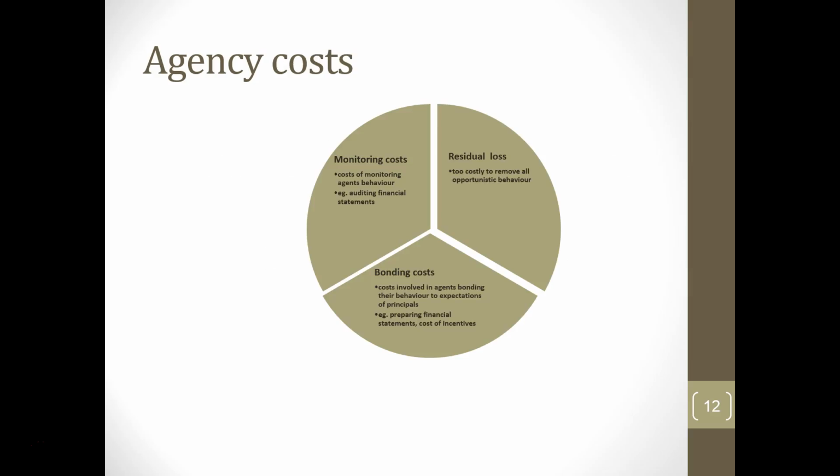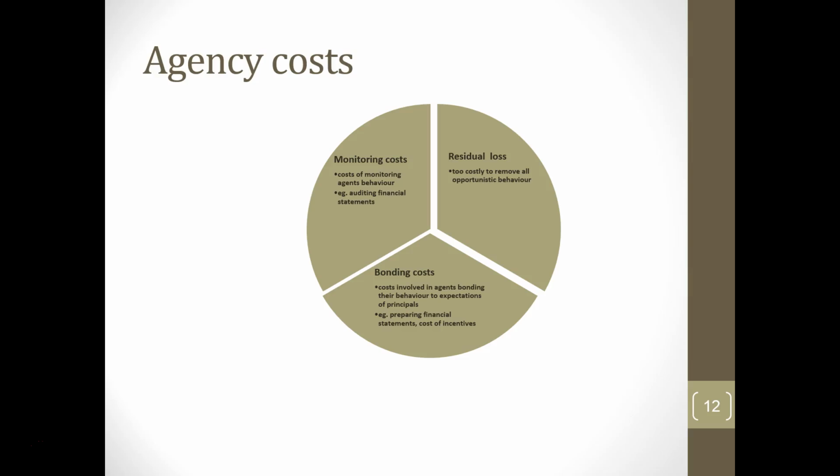So because we can't control the manager completely as a shareholder, what do we do? We have to monitor them. So we have to bond them. How do we monitor them? We ask them to prepare financial reports. We have those financial reports audited. We bond them. What does bonding mean? We get ourselves in some contractual arrangement which aligns the expectations of the shareholders or the owner with the expectations of the manager. And there's costs involved in this.